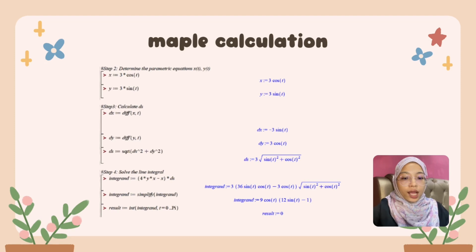To solve the integral, I insert the command integrate 4xy minus x ds, and the output is integrand equal to 3 multiplied with 36 sin t cos t minus 3 cos t multiplied with square root of sin t squared plus cos t squared. And I insert simplify on the integrand, and the output is 9 cos t multiplied with 12 sin t minus 1. And for the result, I insert the command int of the integrand, t equals 0 to pi, and the output is 0.